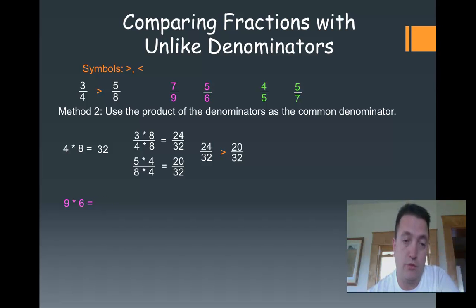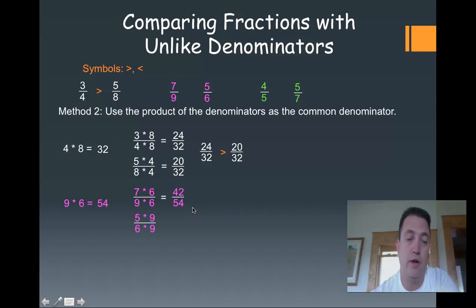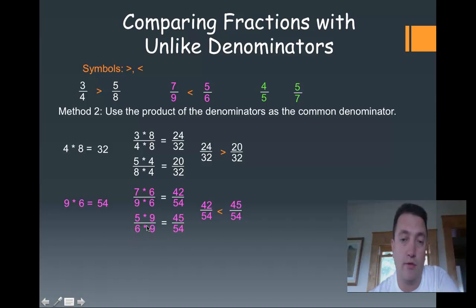9 times 6, which is 54. So now we're going to make both of these into 54ths. We're going to use multiplication so that we can get a common denominator of 54. We multiply the numerator and denominator by 6 here. We're going to multiply the numerator and denominator by 9 in the next one. So when we compare 42/54 to 45/54, we can see that 45 is the greater of the two fractions. So we go back again to the original numbers that were up here, and you can see 45/54 is equivalent to 5/6. So 5/6 is your greater fraction here.